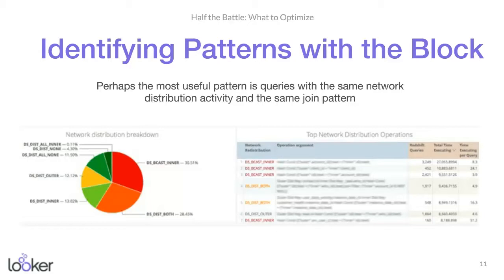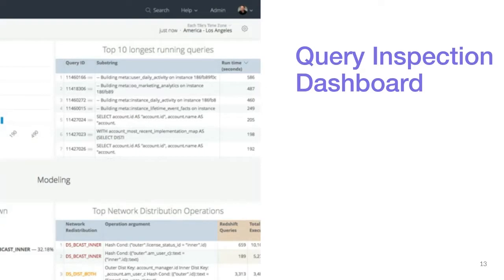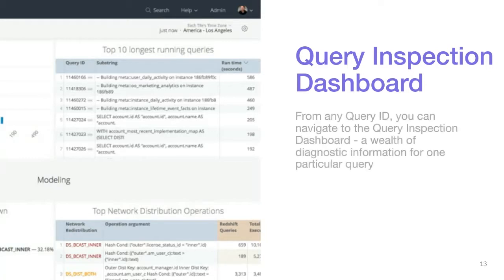So, talking now about the tricky half, which is diagnosing the problem and selecting the appropriate corrective action. The first step is, once you find a particular join pattern or problematic query that you want to know more about, you can drill in with Looker off of this top-level dashboard, and this takes you to a further dashboard that we call the query inspection dashboard.